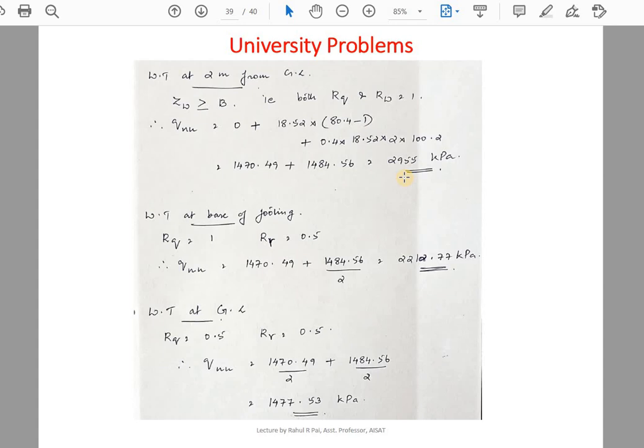Now when the water table is at the ground level, that is also already discussed in the first problem. So both the reduction factors are 0.5. So just multiply the second term with 0.5 and the third term with 0.5. So these are the values you obtained, and now I will show you a figure based on this.